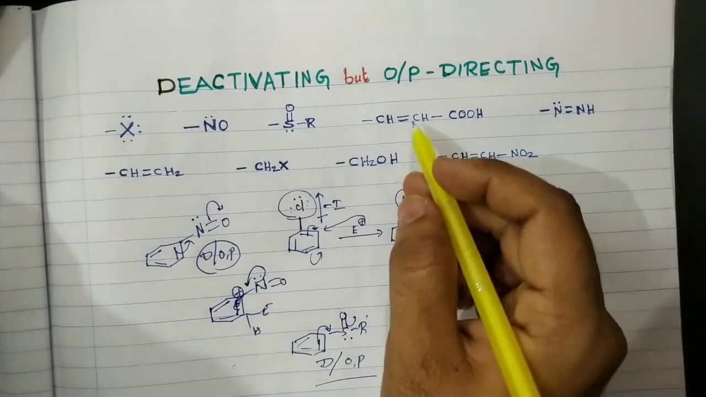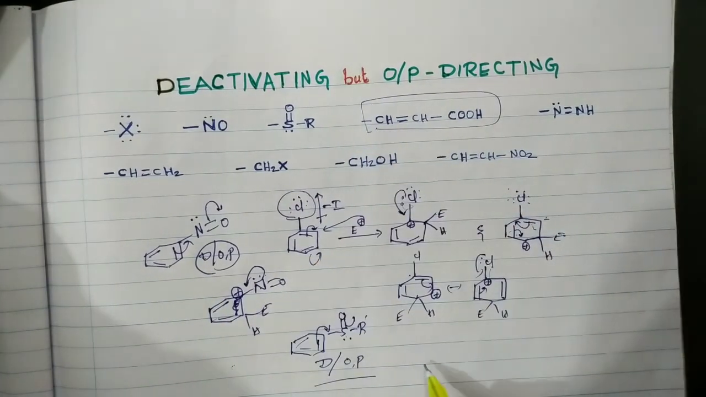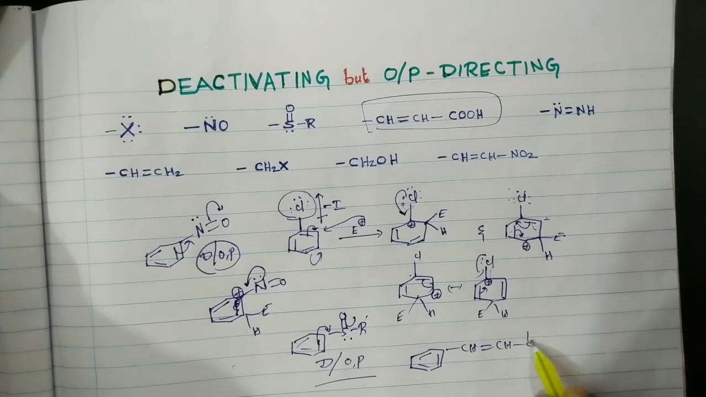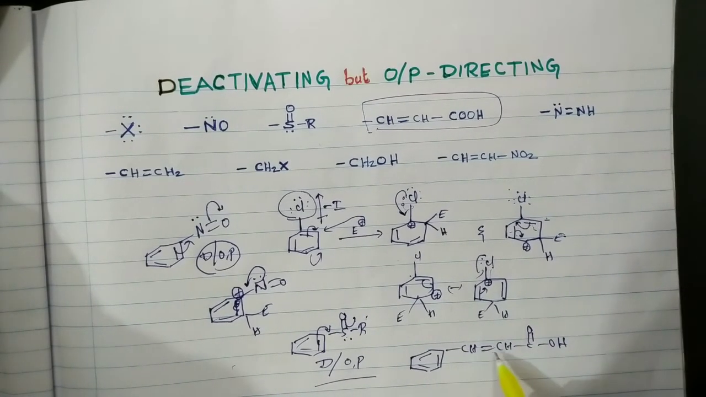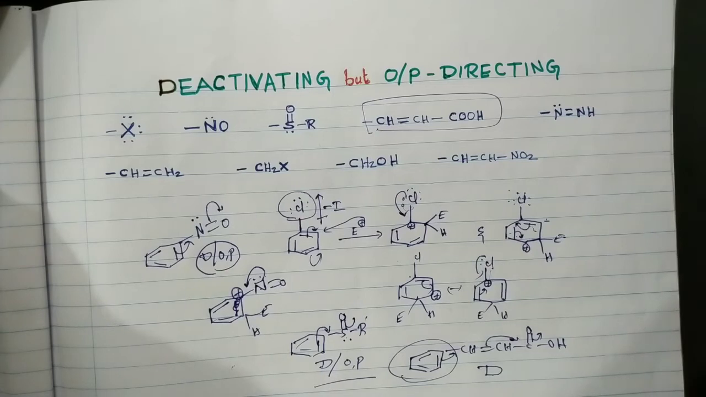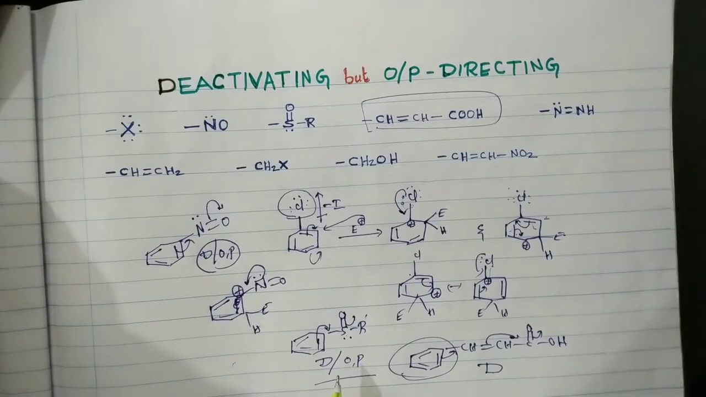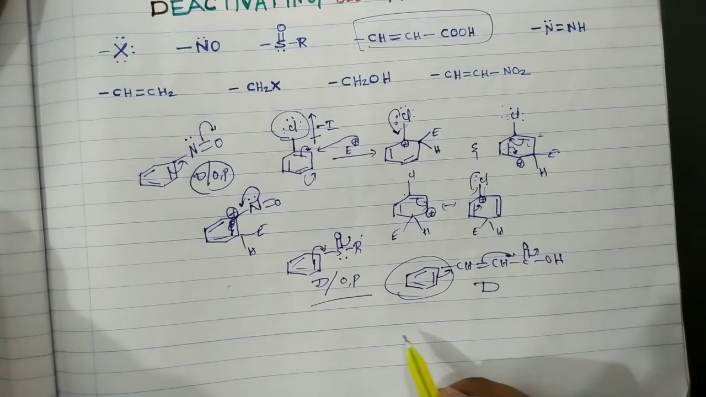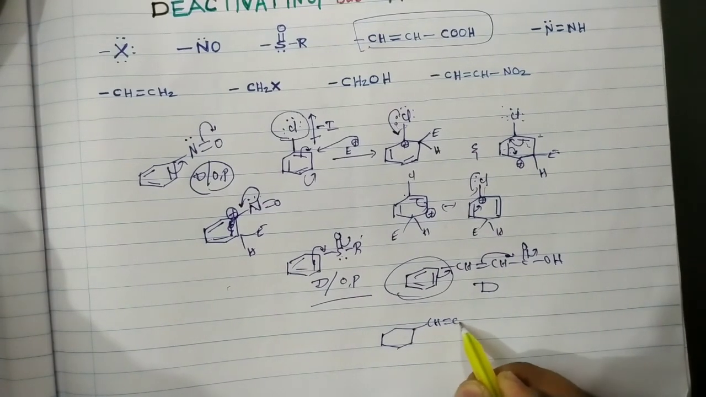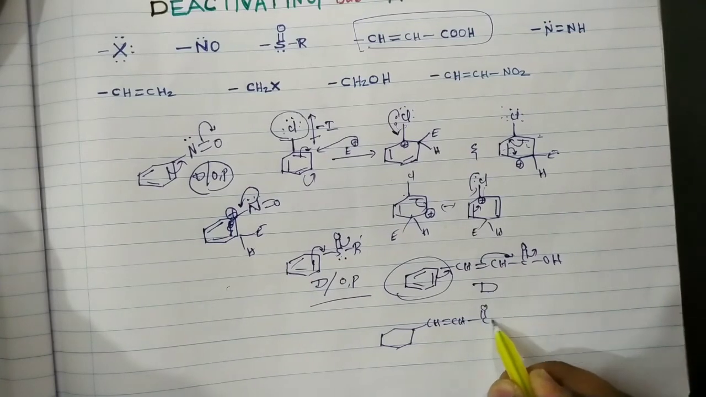Okay, and next, here a very interesting group. Suppose this group is attached to the benzene, nothing but a cinnamic acid, that is a cinnamic acid. Here the cinnamic acid, because of the pi conjugation, is totally deactivated, so it is a deactivating group, but it is an ortho para directing group. How is it an ortho para directing group? I can explain like this. Here CH double bond CH, C double bond OH.